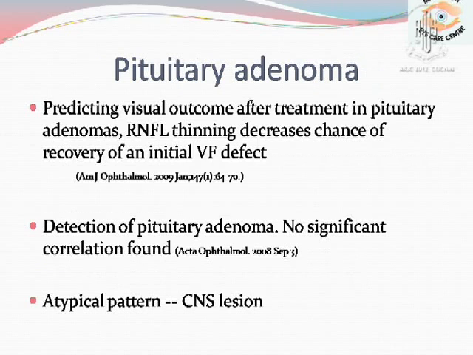It has even been tried in cases of pituitary adenoma. It has been shown to predict the visual outcome after the treatment and recovery of visual field defect when we do a pre and post nerve fiber layer thickness. A poor nerve fiber layer thickness points towards a decreased chance of regaining the lost visual field following the treatment for adenoma. Based on this, people tried to detect adenoma with the nerve fiber layer abnormalities, but there was no significant correlation. Any atypical pattern of nerve fiber layer thickness should be evaluated. It may point towards a CNS lesion.